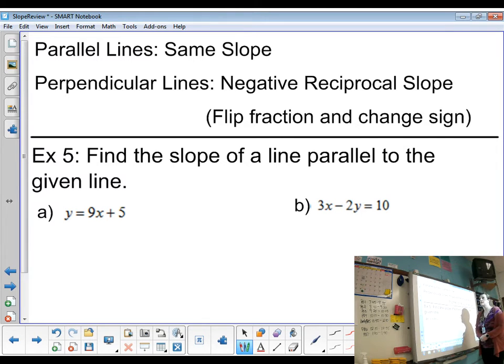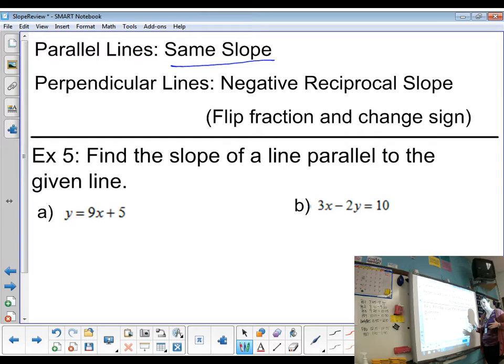So this video is going to go over parallel lines and perpendicular lines as far as their slope goes. You can see up at the top, if you have two lines that are parallel, they are going to have the same slope. They never touch, they exist in the same plane, they have the same rise and the same run, so whatever the slope of one line is, a line that's parallel to it is going to have the exact same slope. Now with perpendicular lines, those slopes are going to be negative reciprocals.